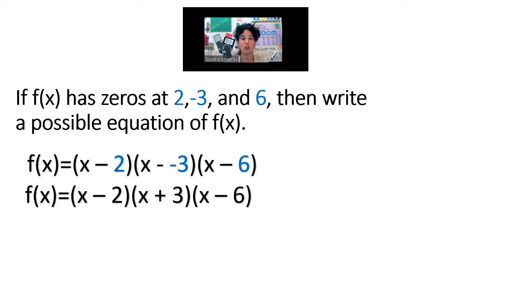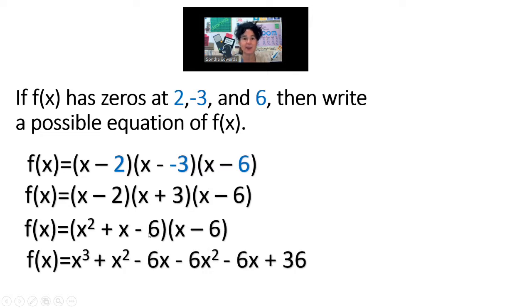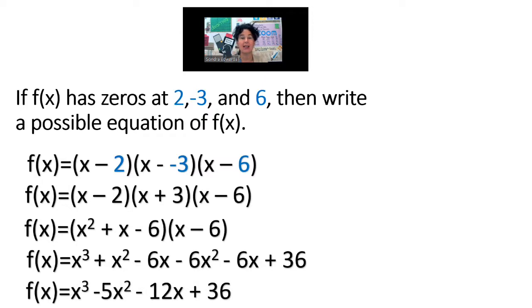So I'm going to FOIL together x minus 2 times x plus 3, first, outer, inner, last, and combine. Next, I need to multiply this trinomial times this binomial. So I'm going to take x times x squared, x times x, x times -6, and -6 times x squared, -6 times x, and -6 times -6. And I've got that, and combine some like terms, and there is my function.